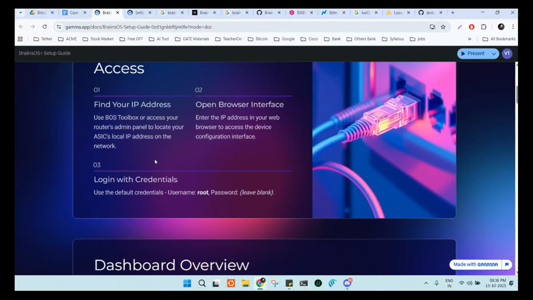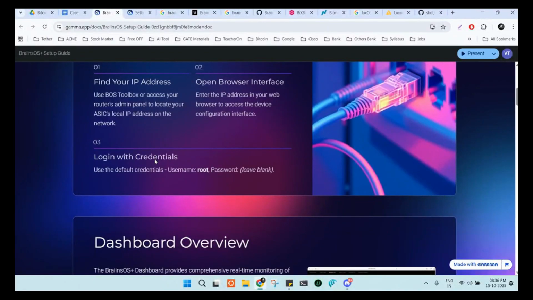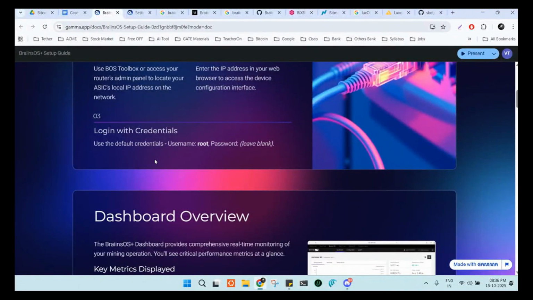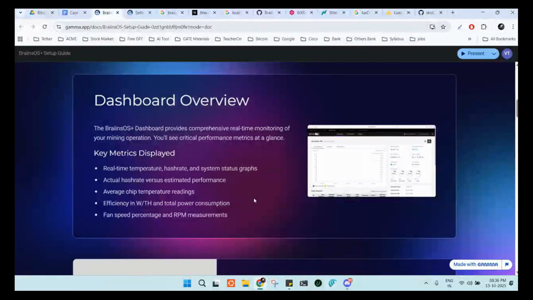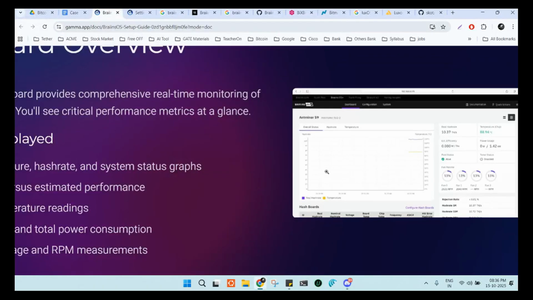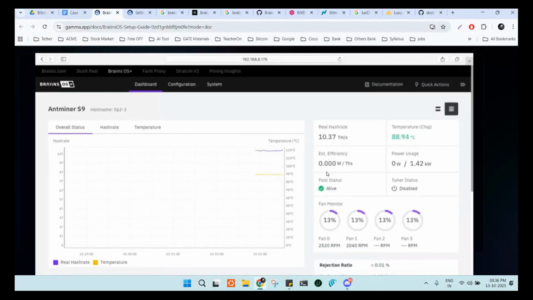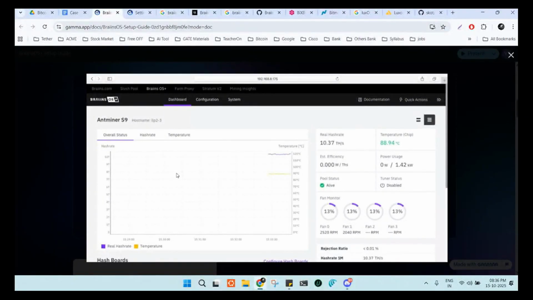In this, because you will get the toolbox, it will be able to fetch what devices are connected if your laptop is connected to the same local area network, and you can just browse through it, put in the credentials, and after that you just need to click next, and you will be able to install it. Once you install it, you will see this type of dashboard. Let us suppose we have installed it on the Antminer S9.